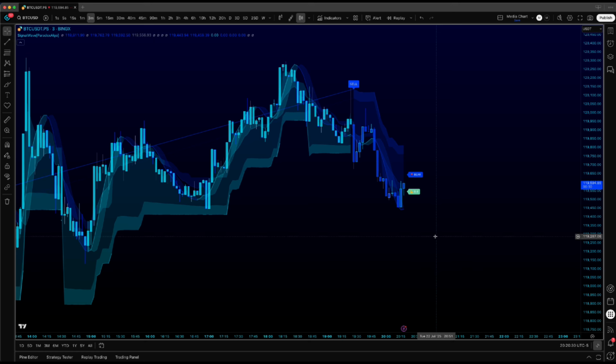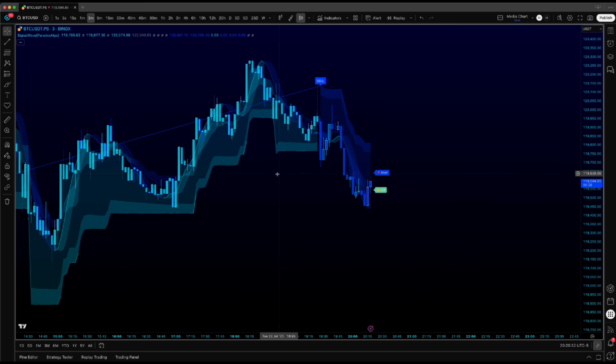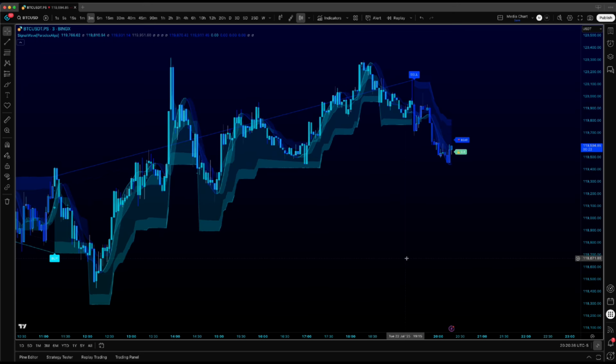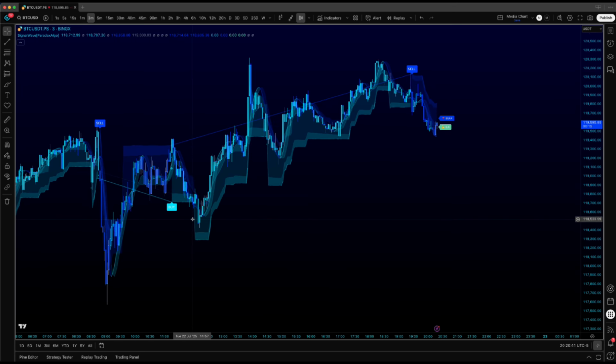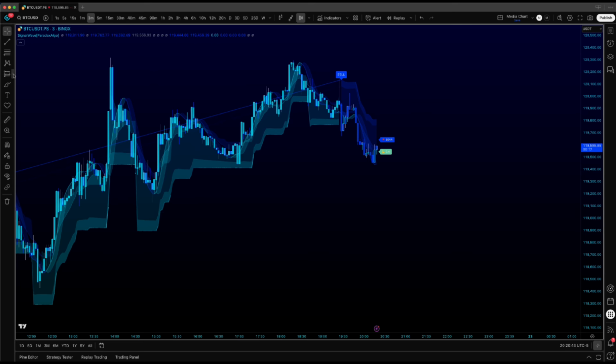Now on the 3-minute execution time frame, I'm watching for price action that confirms this bearish bias. This systematic approach eliminates guesswork completely. When all 3 time frames tell the same story, your success rate improves dramatically.